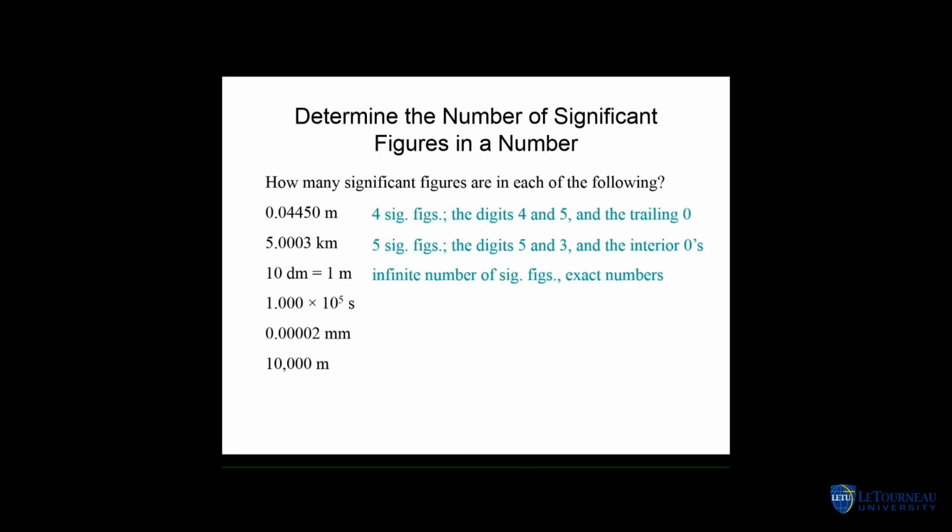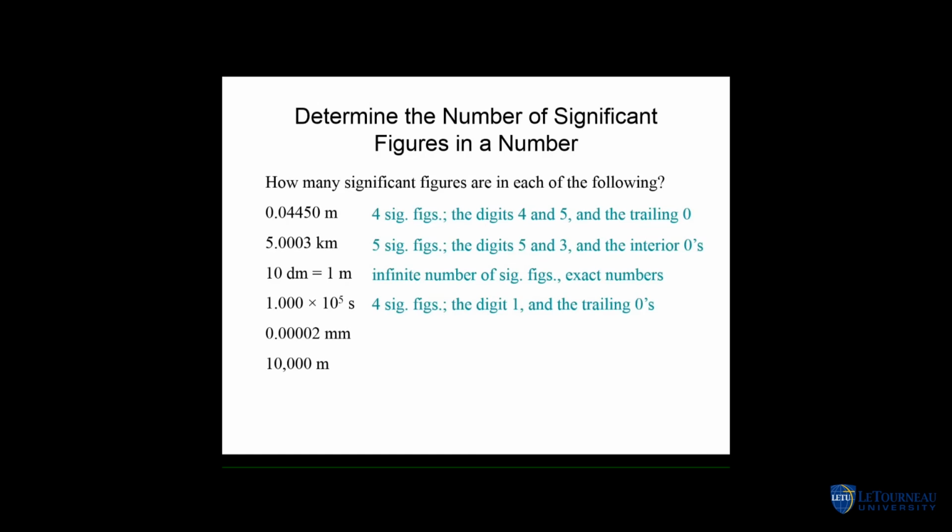Here, this is kind of, well, I might say it's a trick question. Okay, we have an infinite number of sig figs here because we can say that 10 decimeters equals exactly 1 meter. This is a defined quantity, and so I say it has infinite sig figs. Just like there's exactly 12 inches in 1 foot, things like that.